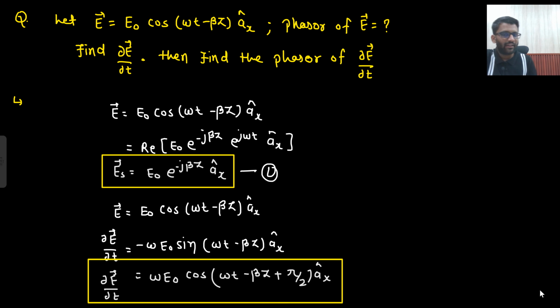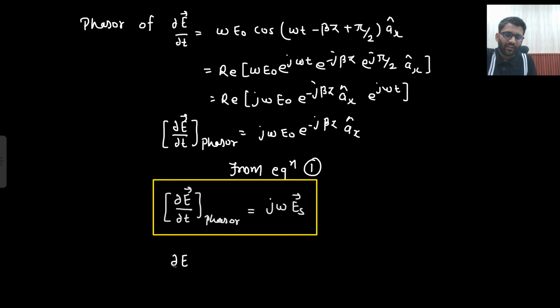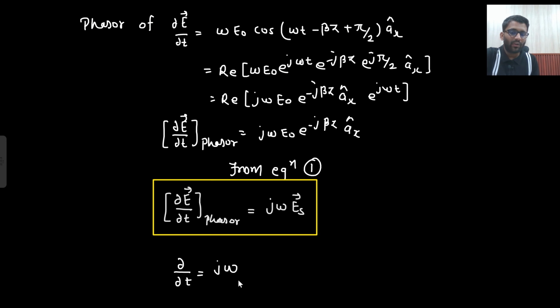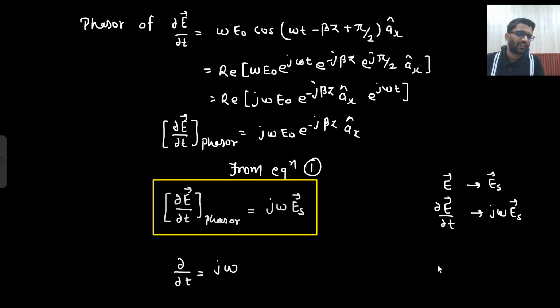If d by dt is there, first you get the phasor. If d by dt is there, you get j omega from that. If dou by dou t is there, then dou by dou t can be replaced with j omega, and the phasor of dou E by dou t will be simply j omega multiplied with the phasor of E. Are you getting this point? Phasor of E was E S, and the phasor of this is just multiplication.